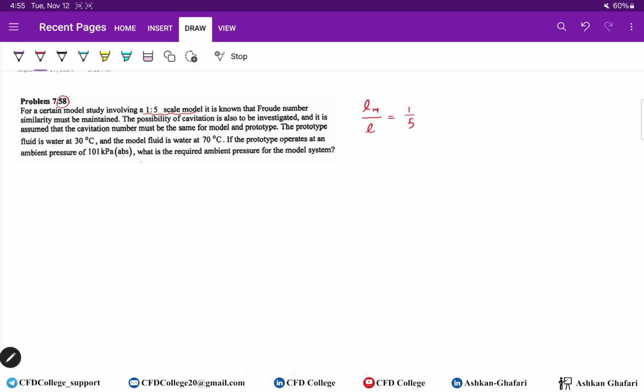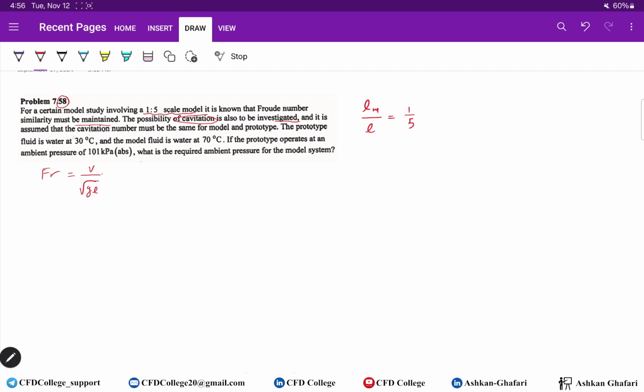It is known that Froude number similarity must be maintained. So first we know that we have to maintain Froude number similarity. Froude number equals velocity over square root of gravity times L. Leave it for now. The possibility of cavitation is also to be investigated. So we have to study the cavitation. It's important because when we are dealing with cavitation, we must use absolute pressure.